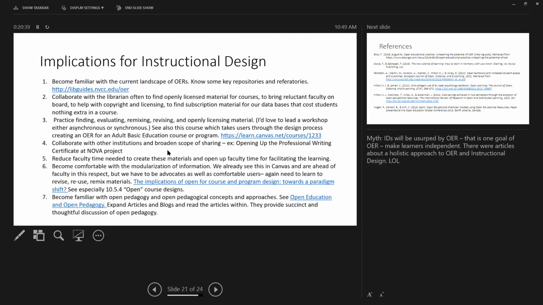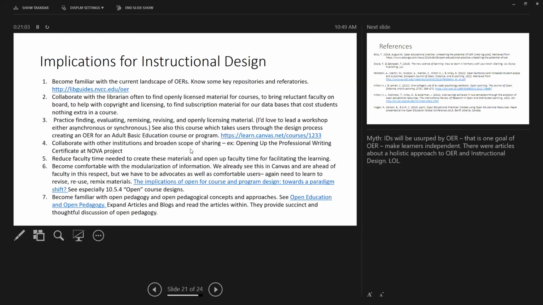I would recommend that you practice finding, evaluating, remixing, revising, and openly licensing material. I'd love to lead a workshop on it for our team, either synchronous or asynchronous. If you want to follow this link later, it's a Canvas course for IDs that takes you through the process of building an OER for an adult basic ed course. We can maybe even use that as a team together.